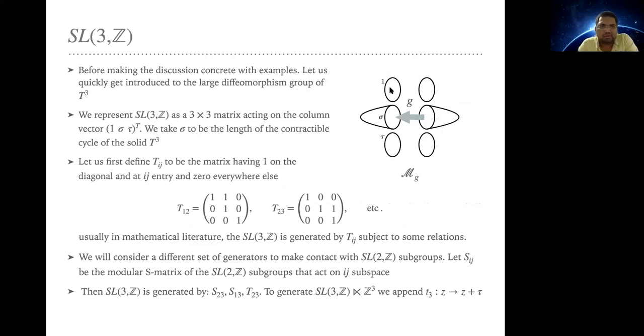let's look at the group SL3Z a little more closely. As I said, this is the geometry, and this G is the SL3Z group element. As Boris correctly said, I'm thinking of sigma and tau as a projective representation of SL3Z. These are the parameters of the tori, like so. Usually SL3Z, or more generally SLDZ, is presented by considering the generators to be Tij, where Tij are matrices with ones on the diagonal and one in the ij entry, and the rest are zero. So T12, T23 are like so. In the mathematical literature, you usually take SL3Z as being generated by these Tij subject to some relations.